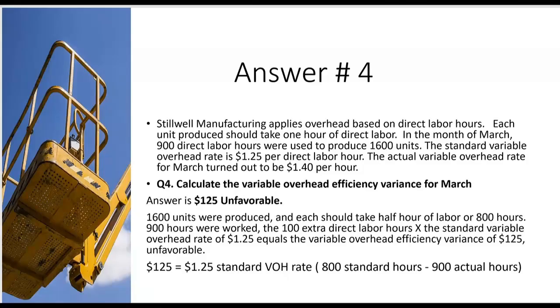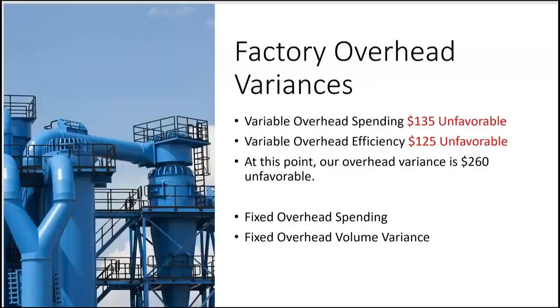Do we need to make a journal entry for this? No, because it's a variance. We didn't spend money. We didn't apply overhead. We just calculated a variance. You keeping track of your variances with me? The first one was variable overhead spending, 135 unfavorable. Now we have variable overhead efficiency, 125 unfavorable. At this point, our overhead variance is 260 unfavorable.